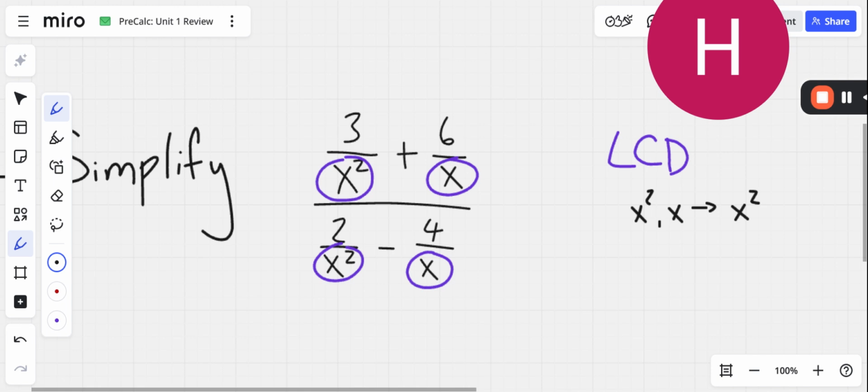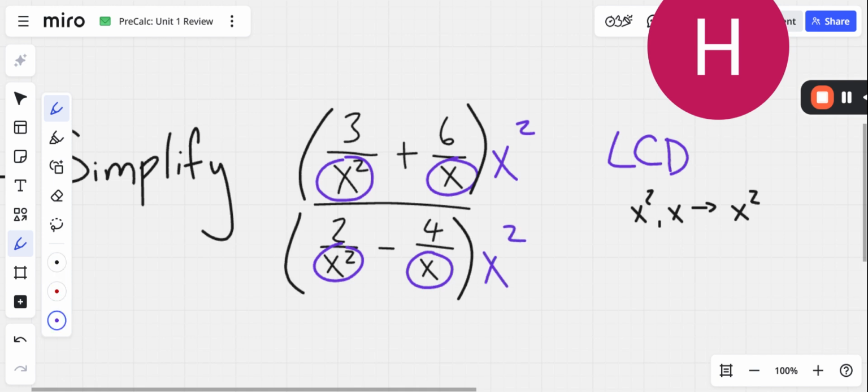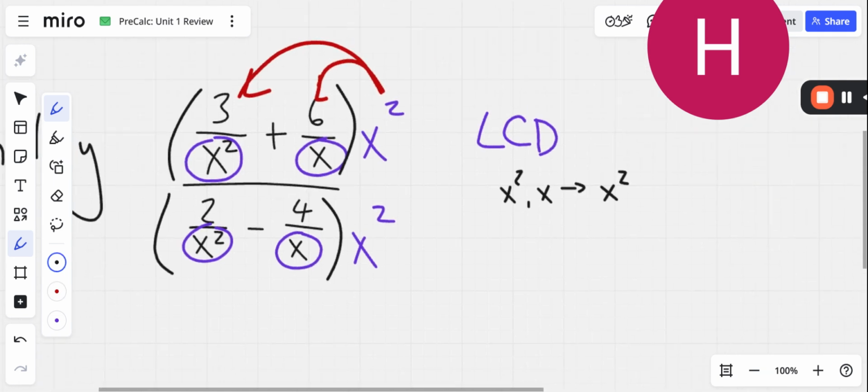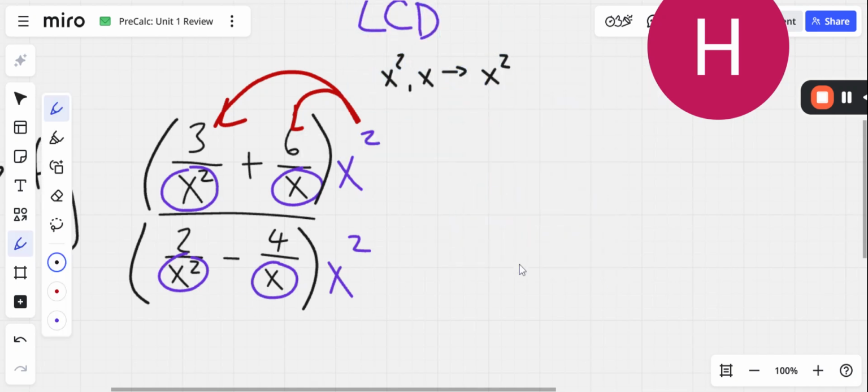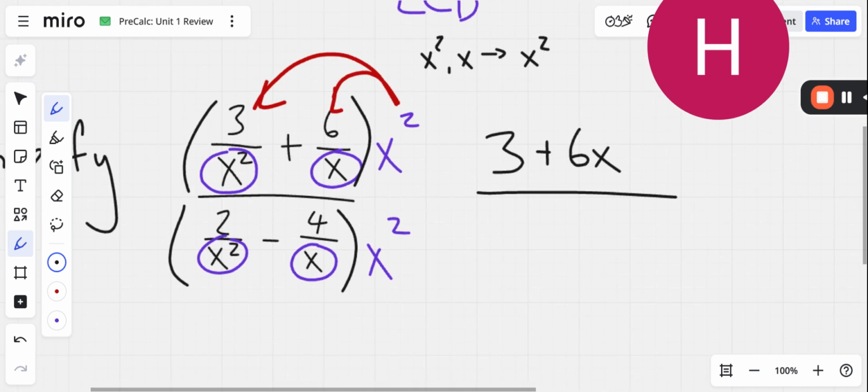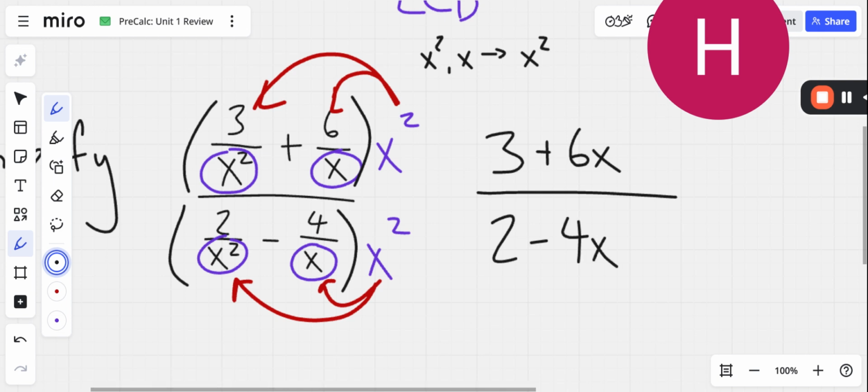Meaning, if I multiply the entire top half by x squared, and the entire bottom half by x squared, this will cancel very easily. Do you see how? If I distribute x squared in the top, what is this going to give me? This is going to give me simply 3, because the x squareds are going to cancel. And then for the next term, we're going to have plus 6x. In the denominator, we can distribute x squared, and it's going to cancel the x squared to leave us with a 2, and then it's going to cancel the x with an additional x, so that we have this here.